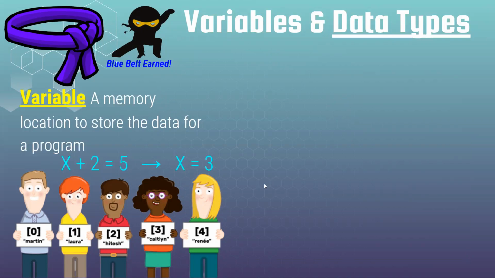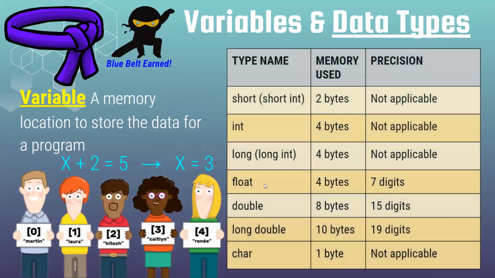There are many different data types and each have specific uses. For today, we will be focusing on int, which is an integer, double, which is a decimal, and char, which is a character.